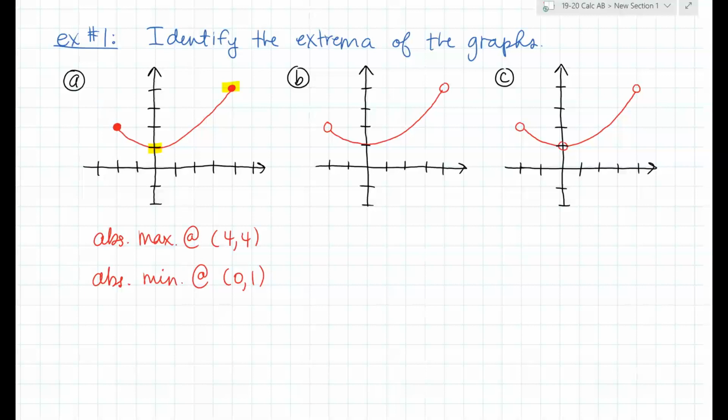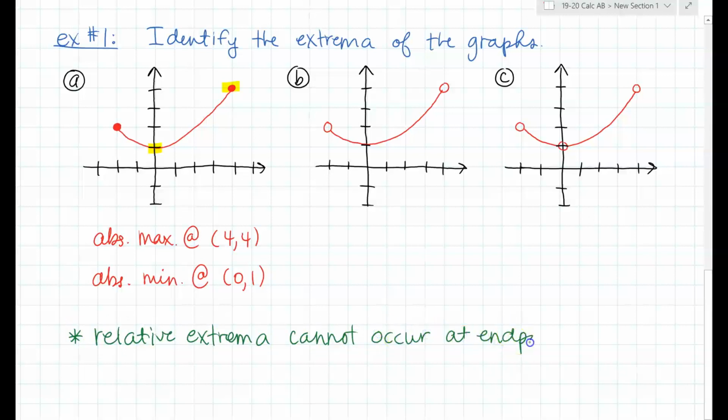Relative extrema can never occur at endpoints. Put a little note for that, okay? Relative extrema cannot occur at endpoints. Now I said relative extrema. I did not say absolute. Because if something is the highest point, then so be it. It's the highest point. So it can be an absolute extrema. But it can't be relative.